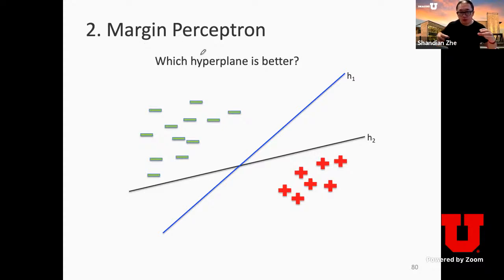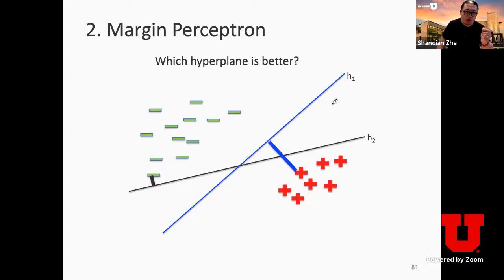So let us look at some concrete data set. Here are positive and negative examples. Obviously, those examples are linearly separable. We have numerous separating hyperplanes. Suppose we just randomly pick two hyperplanes, H1 and H2. Obviously, these hyperplanes have different margins.